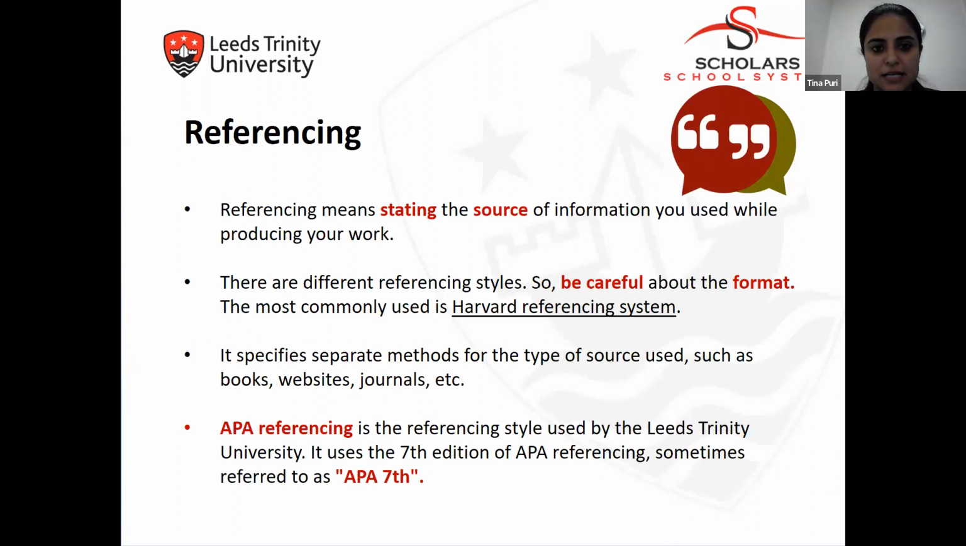So what is referencing? Referencing means stating the source of information you used while producing your work. There are different referencing styles, so be careful about the format. The most commonly used is the Harvard referencing system. It specifies separate methods for the type of source used, such as books, websites, journals, etc. APA referencing is the referencing style used by Leeds Trinity University. It uses the 7th edition of APA referencing, sometimes referred to as APA 7th.